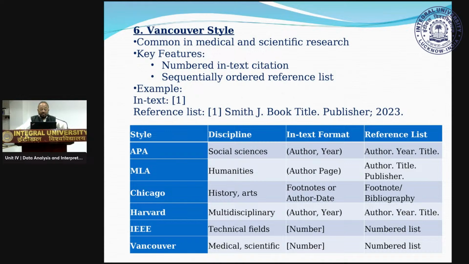IEEE is for technical fields, engineering. The number is to be given 1, 2, 3, 4, whatever. If there are 3 references, then 1, 2, 3, and in the footnote you have to write the number. Vancouver in the medical field is also like IEEE, similar.